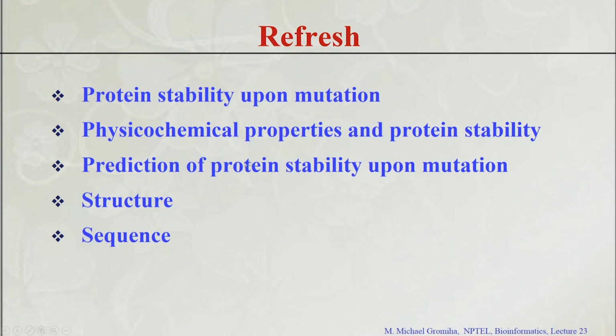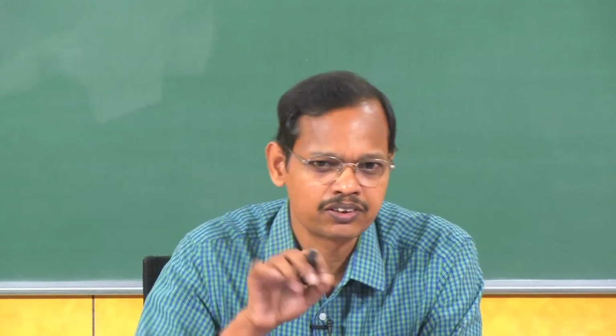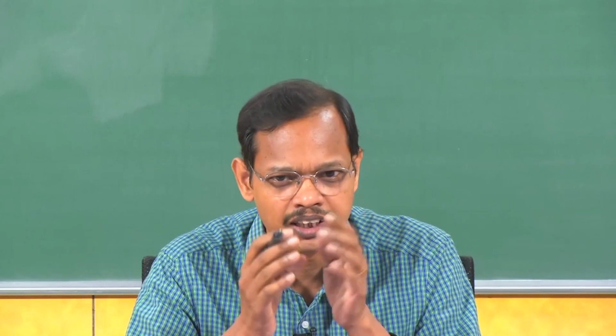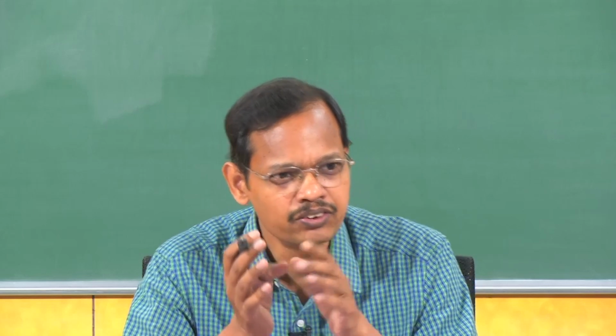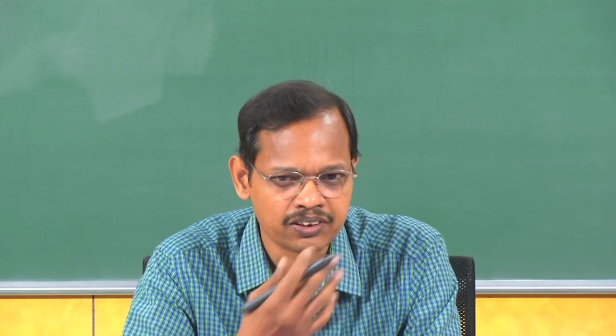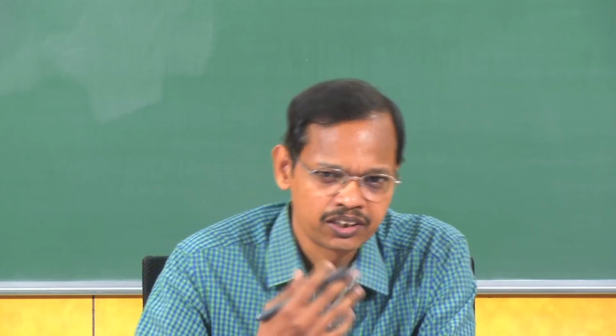Then we tried to predict the stability upon mutation. So, we discussed various methods. One is the average assignment method. How does the average assignment method work? Then we will get the values for all the mutants. How many mutations? 380 mutations. Then for a new mutation, you assign the value from the table. That is a kind of lookup table. Then we can evaluate the sensitivity, specificity, accuracy, correlation and so on.